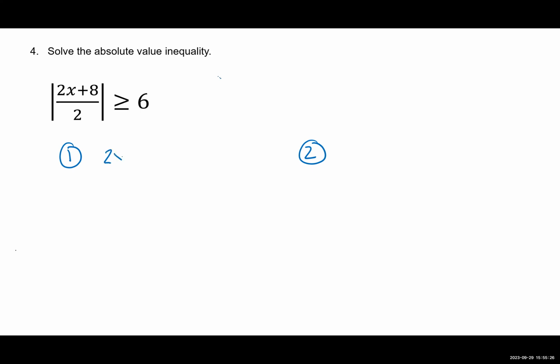We've got (2x plus 8) divided by 2 is greater than or equal to 6. That's the original problem without the absolute value bars. We also have (2x plus 8) over 2 is less than or equal to... So we change the direction and change the sign: less than or equal to -6.